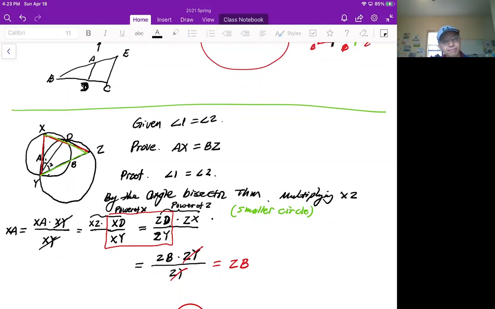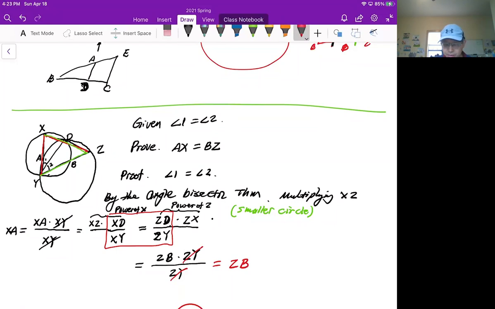That's a hard one. The key idea is this. First of all, if I know angle 1 equals angle 2, that's the key idea. That's the main part here, right? That's the angle bisector theorem. So XD over XY equals ZD over ZY, right? That's the angle bisector theorem.